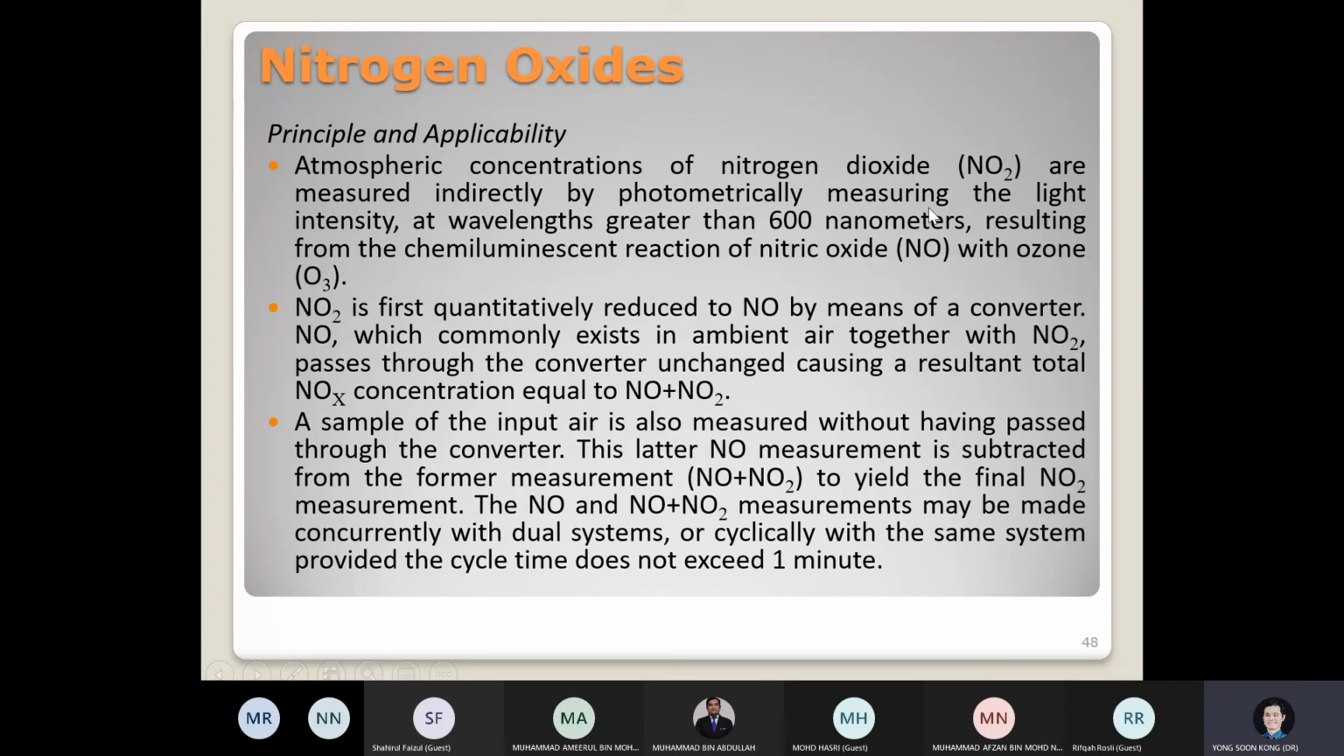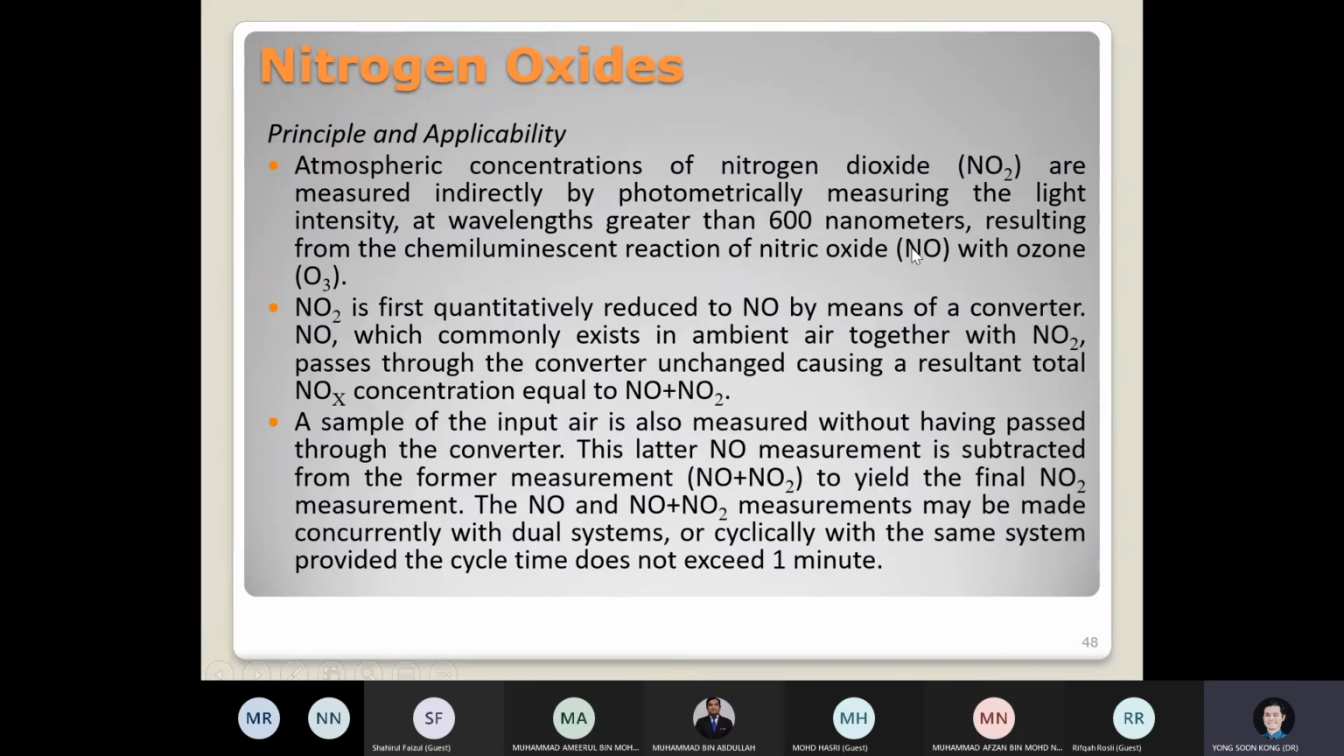Now in this case, it can be converted first into nitric oxide, and it's measured in, let me see, I'm just not sure, because when I read this one, I thought that 600 nanometers is for nitrogen dioxide indirectly. Oh yeah, sorry. If we say indirectly, that means 600 nanometer is the wavelength for nitric oxide. So for the detection of nitrogen dioxide, 600 nanometer is the signature wavelength for nitric oxide, yeah? Nitric oxide, not nitrogen dioxide.